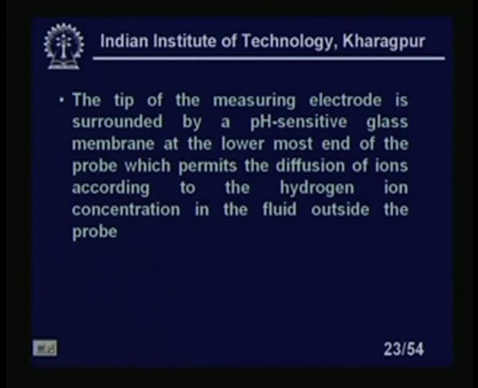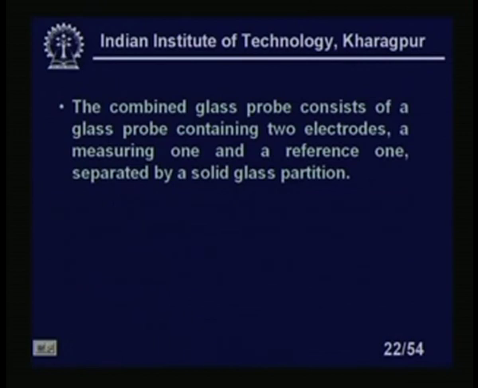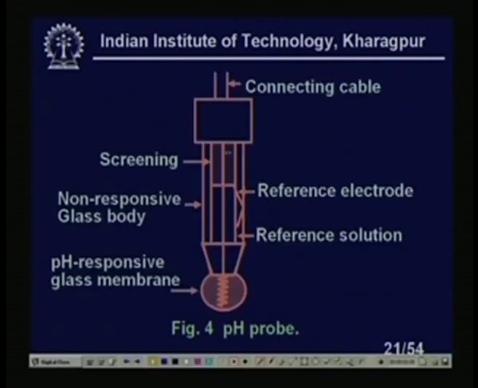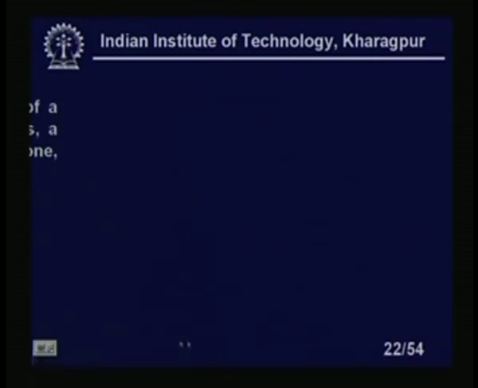The tip of the measuring electrode is surrounded by a pH sensitive glass. Again, let us go back, it will be more clear. You see, this is the tip of the electrode, this is the measuring electrode, this is the reference electrode, okay. So this is our measuring electrode, it is coming here. This is all those platinum business here. Here you can see, this is the reference electrode, okay. This you see surrounded by a pH sensitive glass membrane, clear.